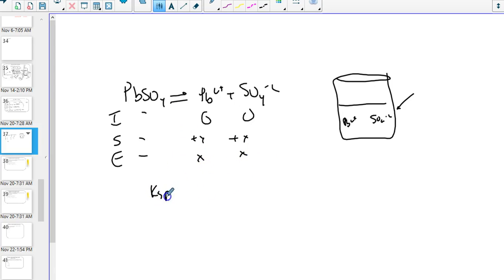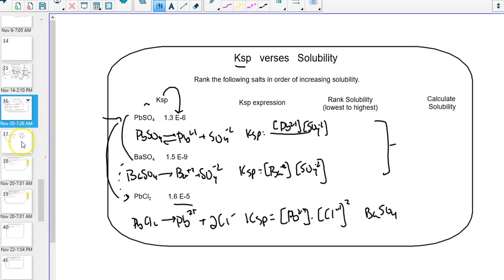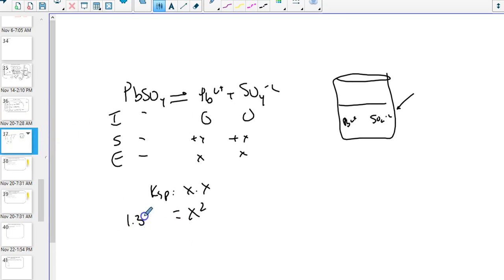At this point, we're calculating this out. The Ksp equals x times x, and that just equals x squared. My K value once again is 1.3e to the negative 6th, and I just have to square root it out. We'll square root that value, and I get x equals 0.00114 with 3 sig figs.